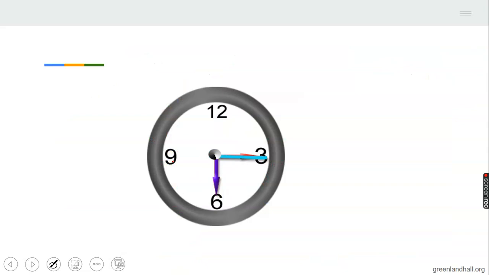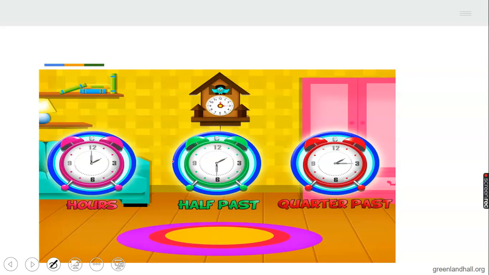Okay, this is the second hand, always fast. Then we have the short hand and then the long hand. Okay, this one is very close. The short hand is always different from the long hand. The sizes are not the same. Okay, sometimes we read the clock as hours, then sometimes as half past, then as quarter past.